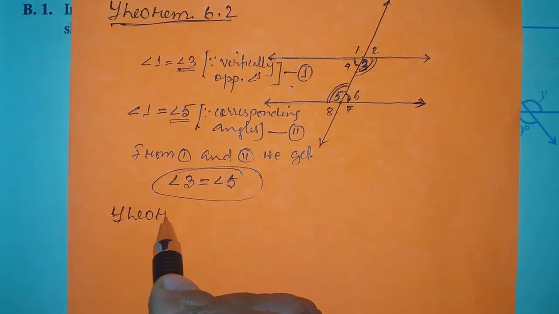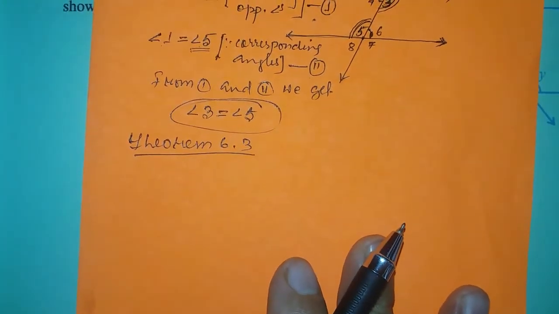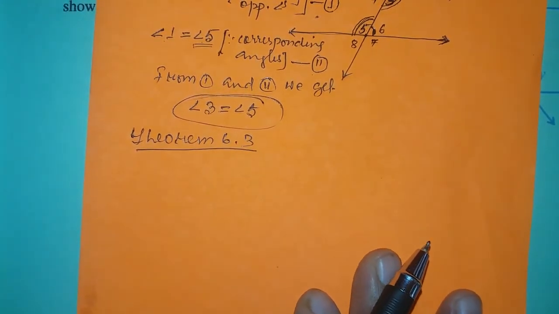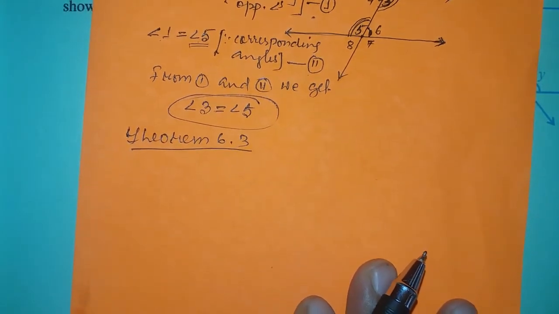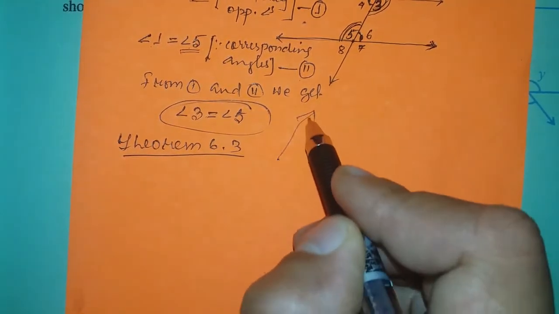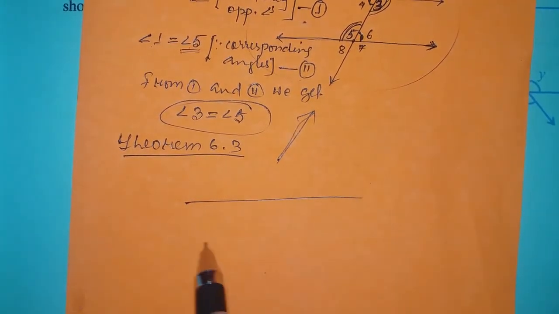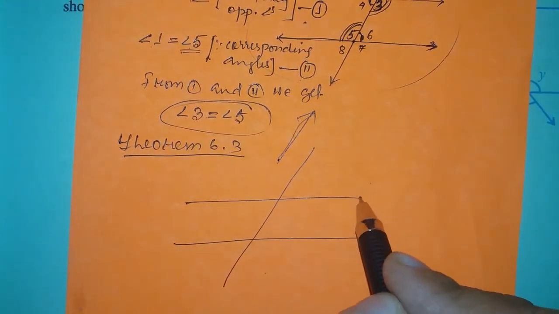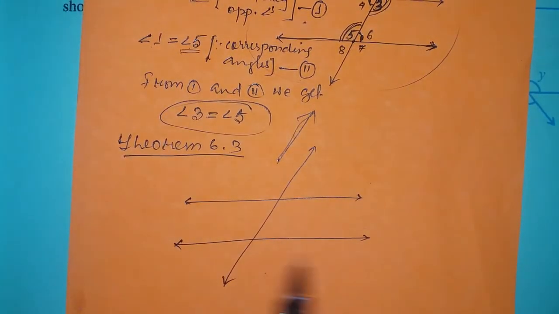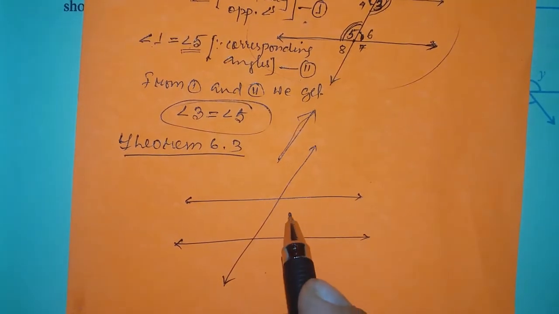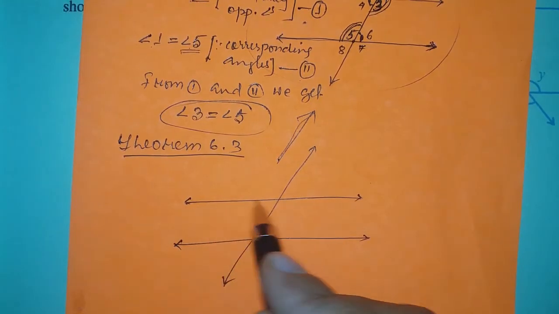Theorem 6.3 says if a transversal intersects two lines such that a pair of alternate interior angles is equal, then the two lines are parallel. That is just the converse of theorem 6.2. Here it says if a transversal intersects two lines in such a way that one of the pairs of interior alternate angles is equal, then the two lines are parallel.